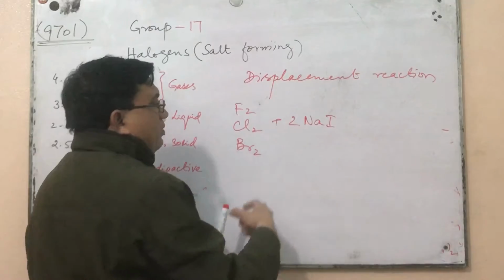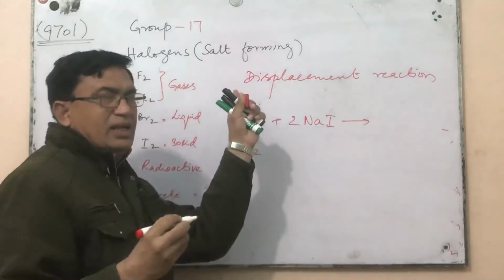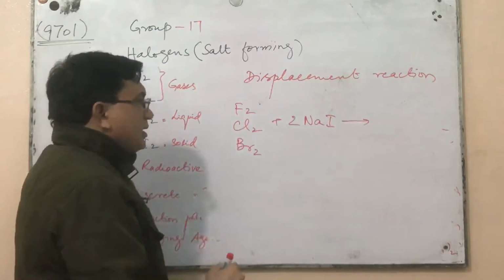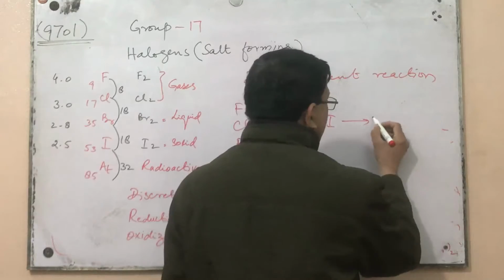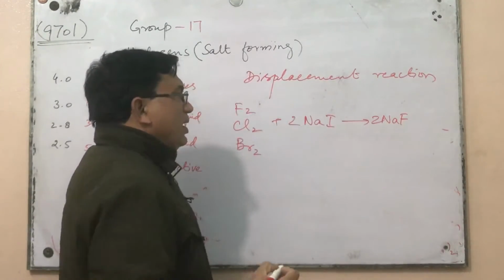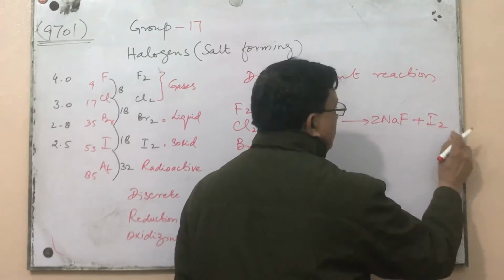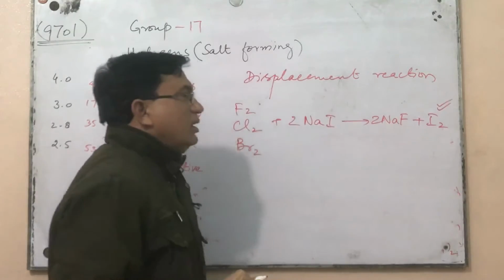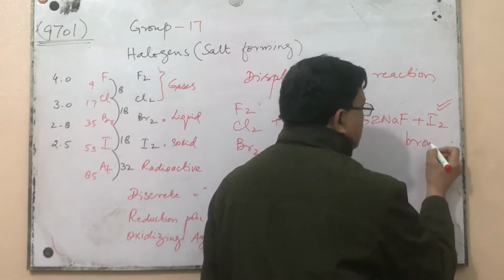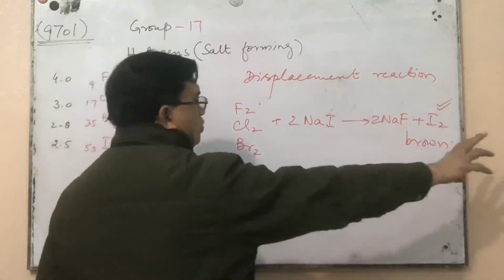If fluorine reacts, what will happen? The pale yellow color of fluorine is very faint. As a result of the chemical reaction, sodium fluoride will form and iodine will be produced. Due to the production of this iodine, the solution will be observed as brown. The solution will change color from colorless to brown.